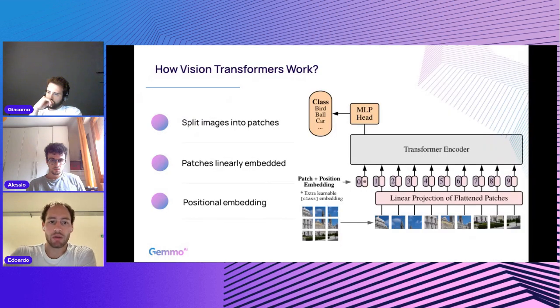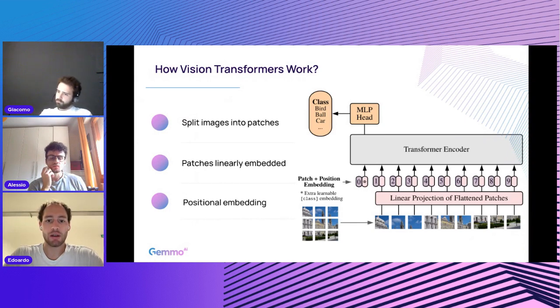So we are talking about how vision transformers work. Firstly, an image is divided into small patches, and these patches are small pieces of the image. You can see it in the image that came from the original paper that introduced vision transformers.